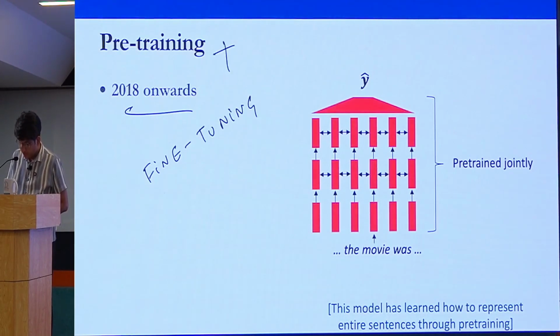So pre-training plus fine tuning became a paradigm. So you start with a model that's pre-trained. It is trained on lots and lots of data on the internet.